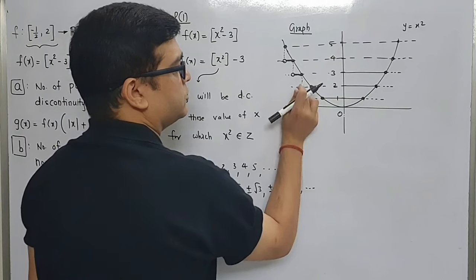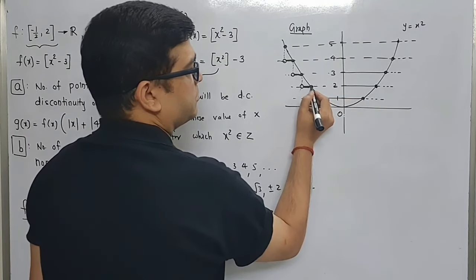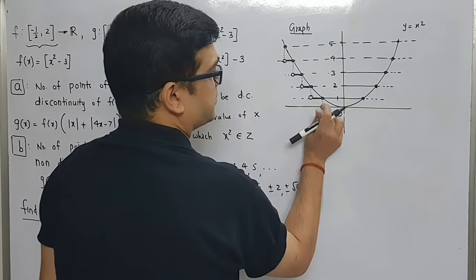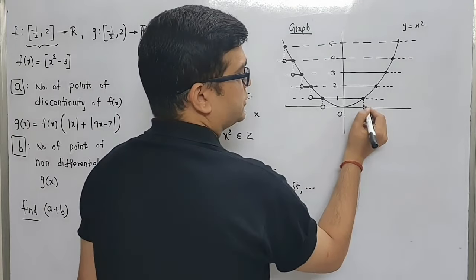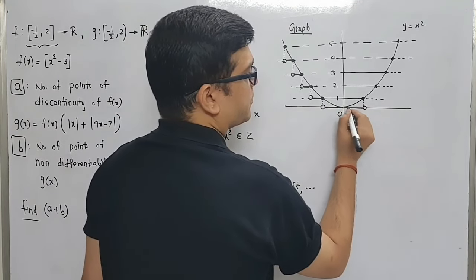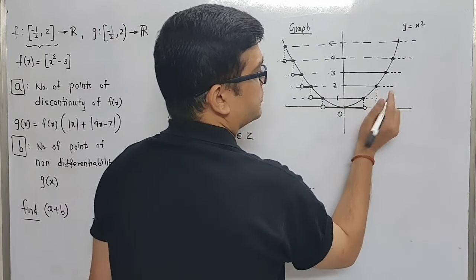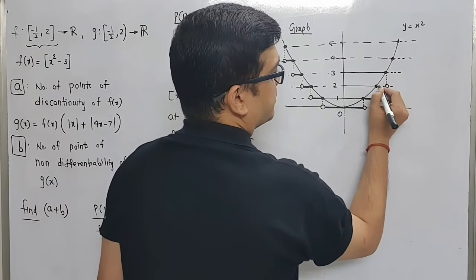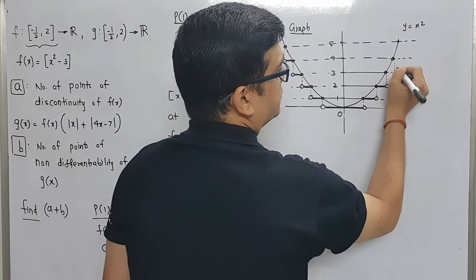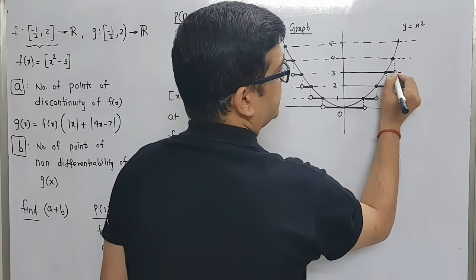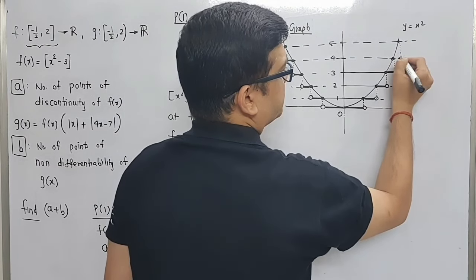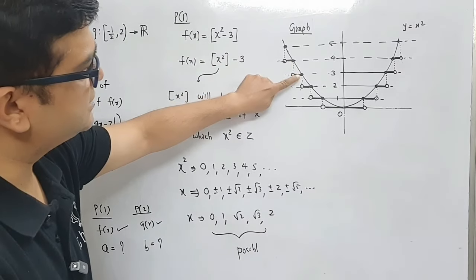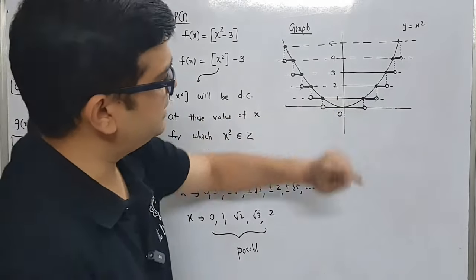Bring this point down, draw the hollow circle. This is the graph. Bring this point down, there's a hollow circle, draw this. Bring this point down, there is a hollow circle, and this is the graph. Like that, if you want, you can draw more of the graph. So the graph of box of x square is these solid lines, these steps. These steps are the graph.